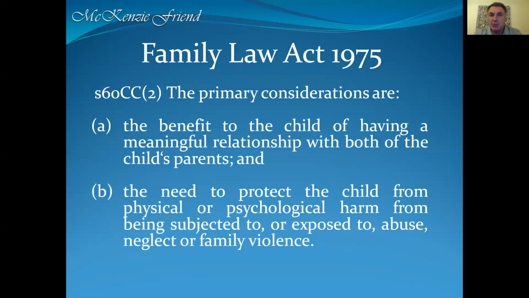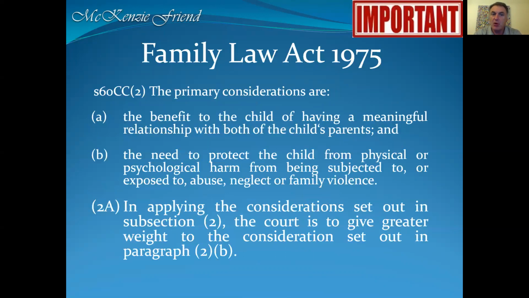Now, the most important consideration with regards to the child's best interests is found in 60CC(2), where (a) is the benefit of a child of having a meaningful relationship with both the parents, and (b) the need to protect the child from physical or psychological harm from being subjected to or exposed to abuse, neglect, or family violence. Importantly, in Section 2A, in applying these considerations set out in subsection 2, the court is to give greater weight to the considerations set out in 2B, which means the need to protect the child will prevail over the benefit of the child having a meaningful relationship with both parents.